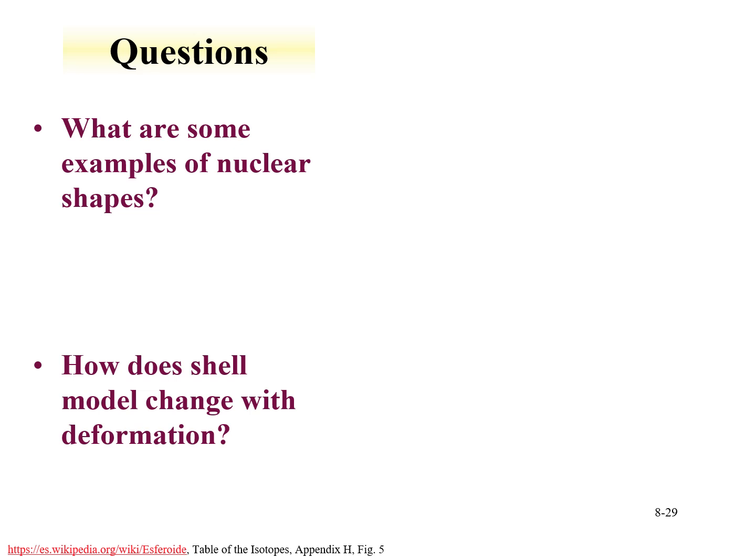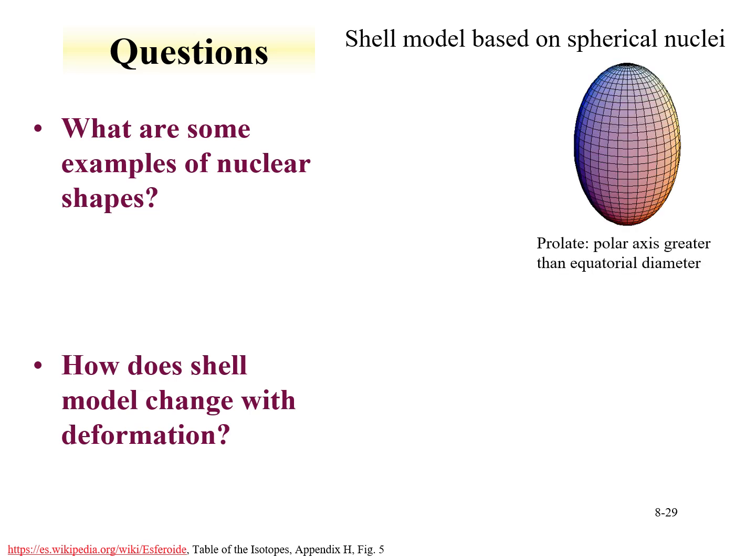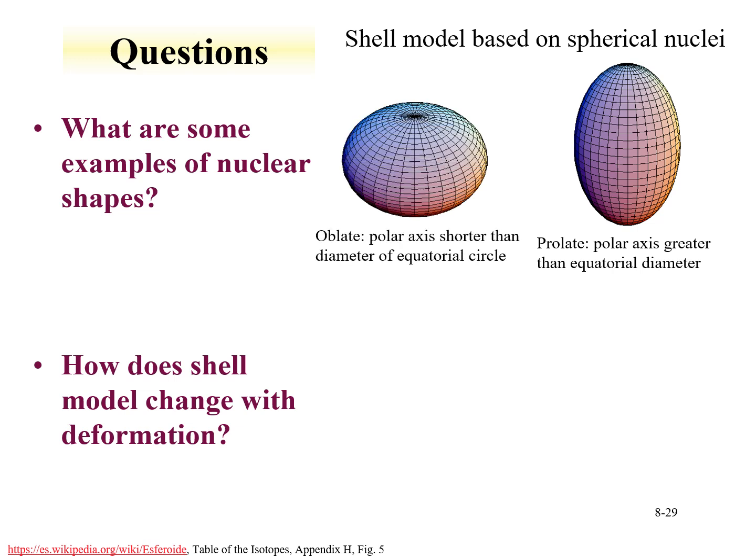Another important concept that was discussed in this lecture are nuclear shapes. So what are some examples of nuclear shapes? Well, as we described the shell model, there's spherical nuclei, but there are also nuclei that deviate from being spheres. One example is a prolate nucleus, and this is that the polar axis is greater than the equatorial axis. The other nuclear shape is an oblate nucleus, in which the polar axis is shorter than the diameter of the equatorial circle.